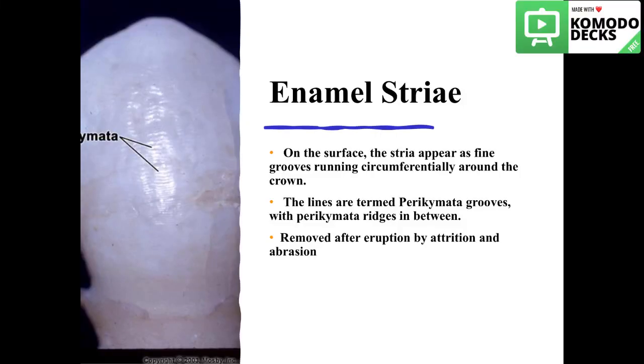On the surface of a newly erupted tooth, the striae appear as fine grooves running circumferentially around the crown, as you can see in this picture. They are called perikymata. Perikymata grooves, with the perikymata ridges in between. They are removed after eruption by attrition and abrasion. Attrition is the loss of tooth structure that is caused by contact or friction with other teeth.